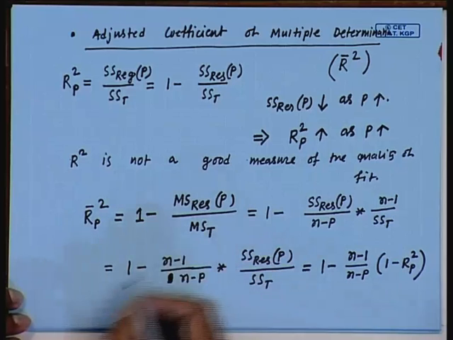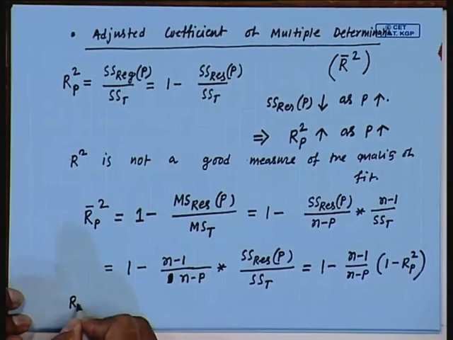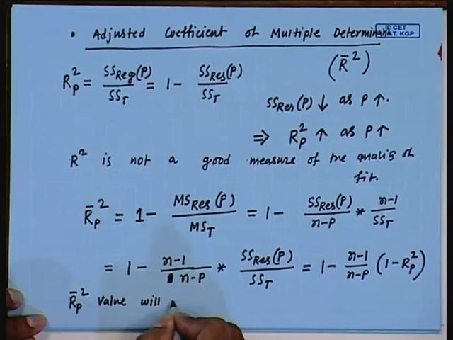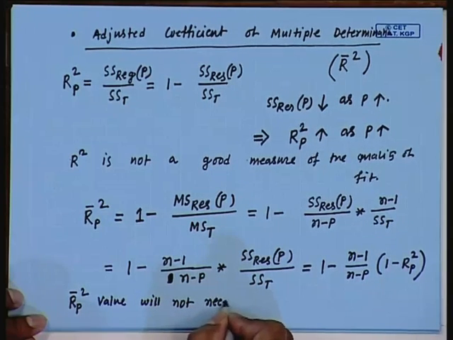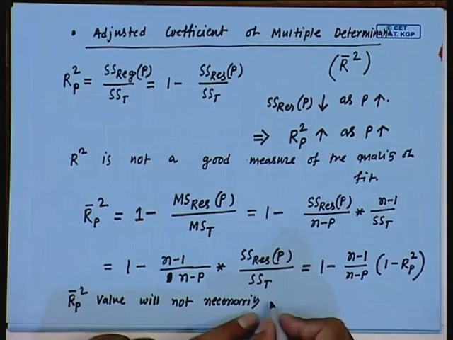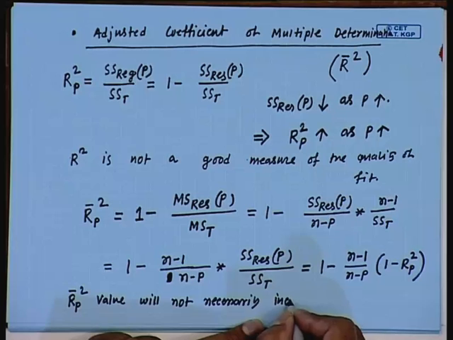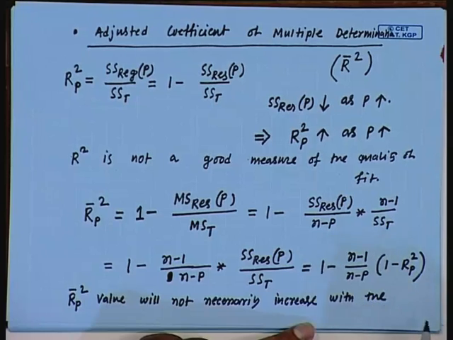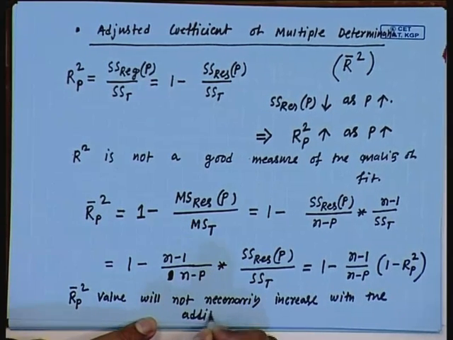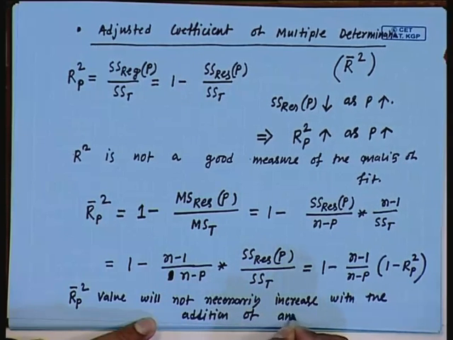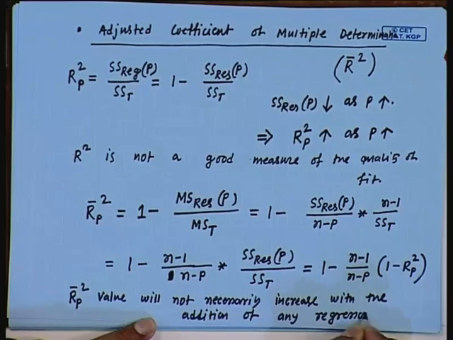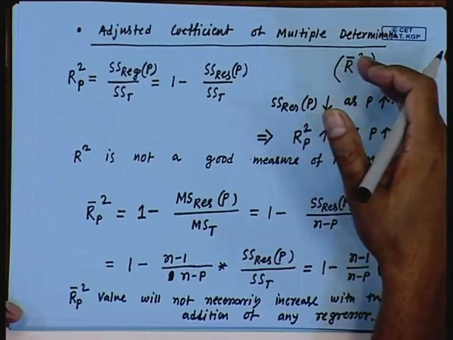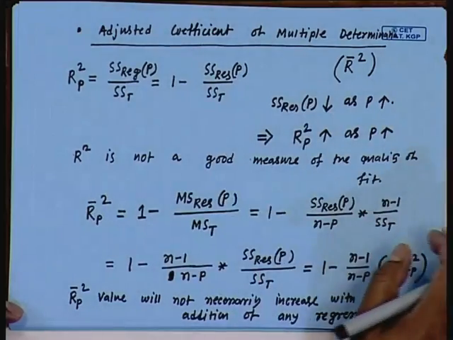So, from there you can observe that the R p bar square value will not necessarily increase with the addition of any regressor. So, that is why this adjusted coefficient of multiple determination is a better measure than the usual R square.